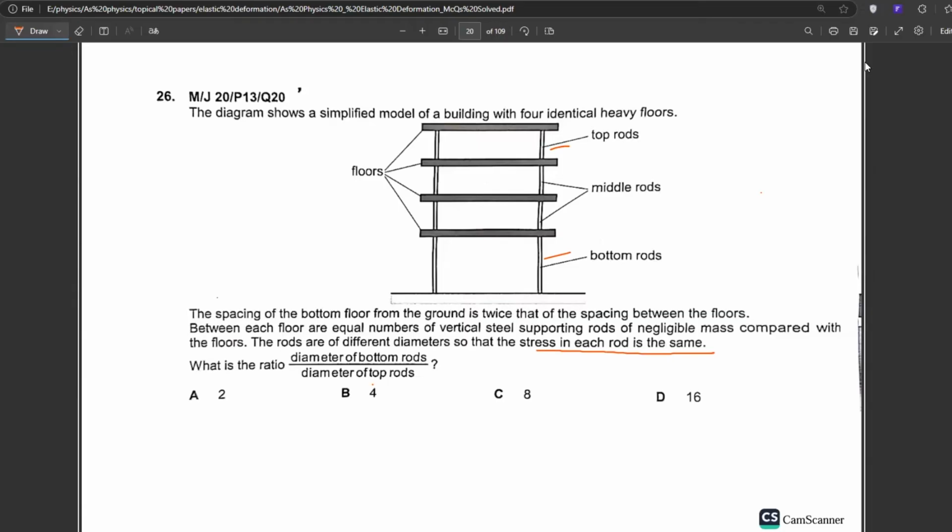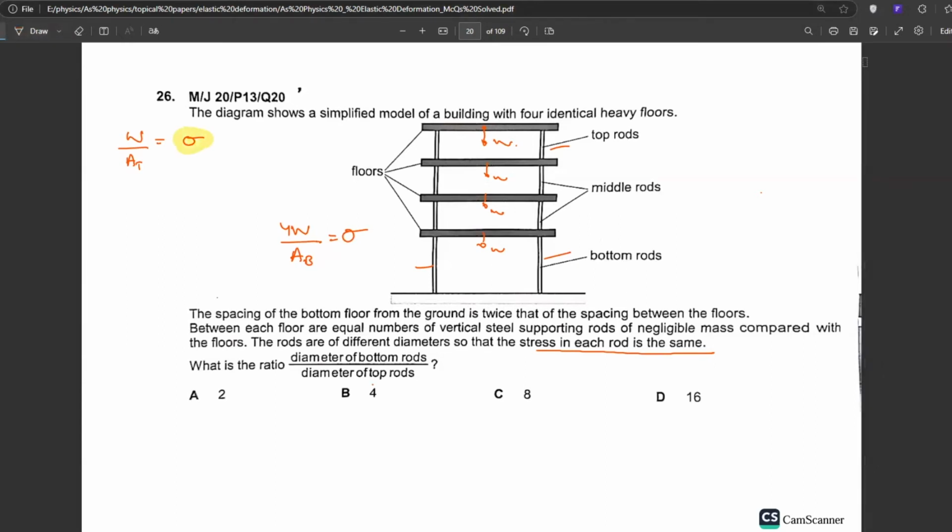How can we calculate the ratio of the diameter of bottom rods divided by the diameter of top rods? First of all, if you analyze what will be the force acting on the top rods, W weight. The stress of the top rod is W over the area of the top rods. What will be the stress of the bottom rods? This also has a weight, this also has a weight, this also has a weight. So collectively, bottom rods will be facing a force of what? 4W divided by the area of the bottom rod is equal to stress.